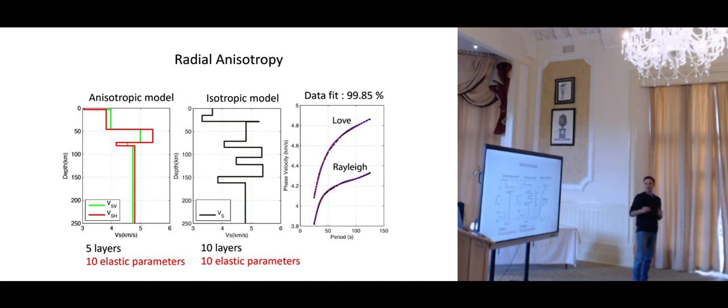Again, these two models are not realistic, but what I'd like to show here is that there is an ambiguity between heterogeneity and anisotropy. And there is a non-uniqueness in the problem. When we interpret the data, we don't know if we should find a model which is isotropic and complex spatially or simple spatially, but anisotropic.